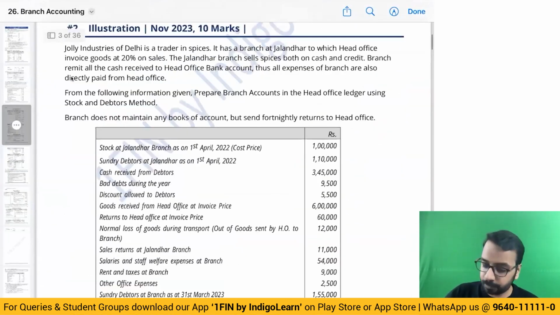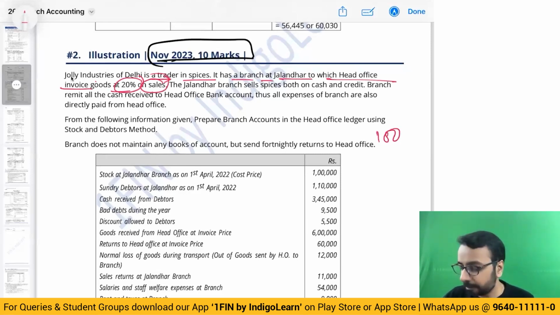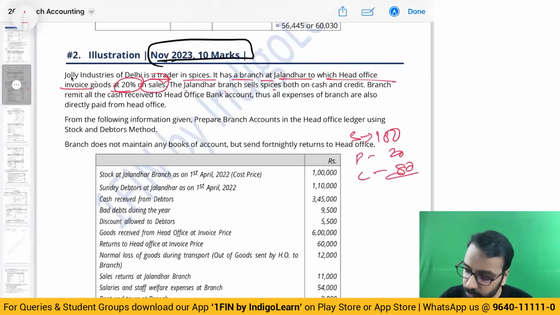Let's look at this question. 10 marks. Jolly Industries is a trader in spices. It has a branch at Jalandhar to which head office invoices goods at 20% on sales. So here sales is 100, profit is 20, cost is 80. The Jalandhar branch sells spices both on cash and credit.